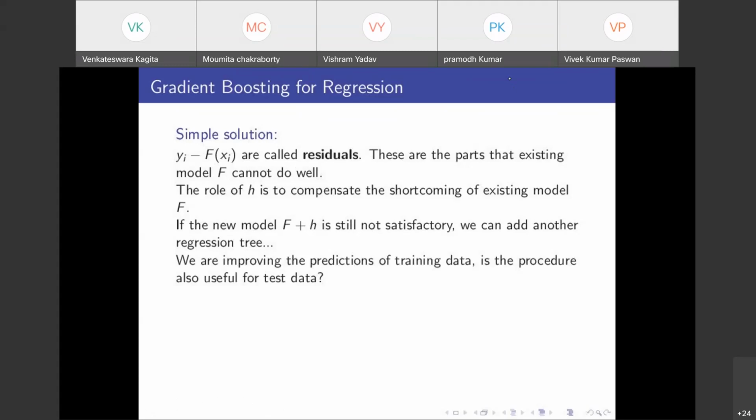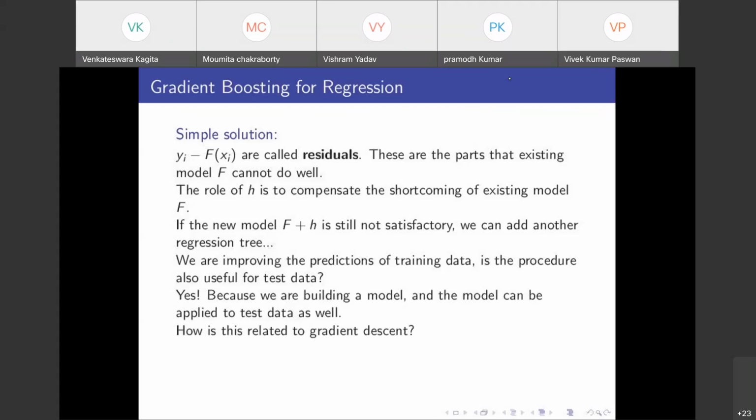Now another question is, we are improving the predictions of training data. Is the procedure also useful for the test data? Definitely, because we are building a model and the model can be applied to any test data. Yes, it is applicable to the test data as well. Now the $1 million question is, how is this related to gradient descent? You're claiming that it is gradient descent plus boosting. How is this related to gradient descent?